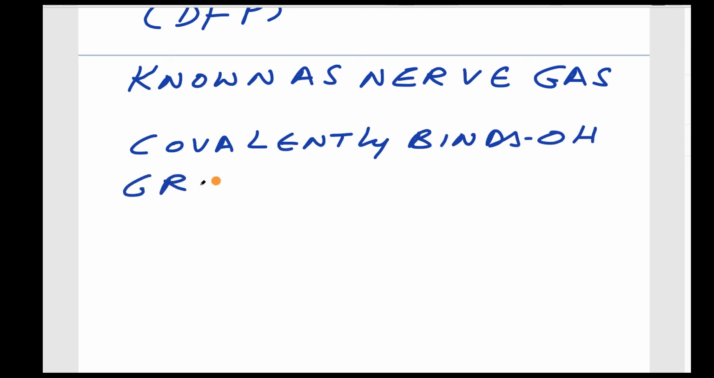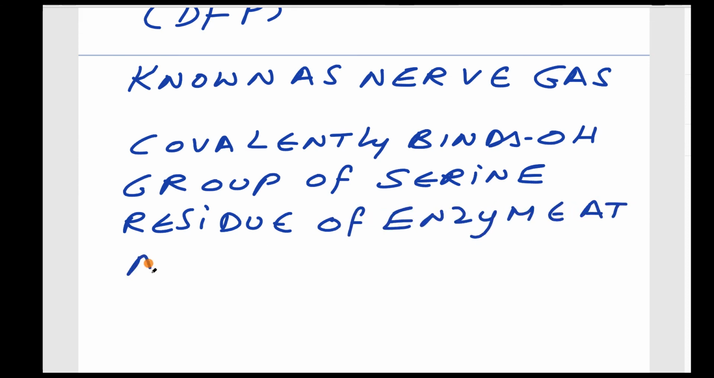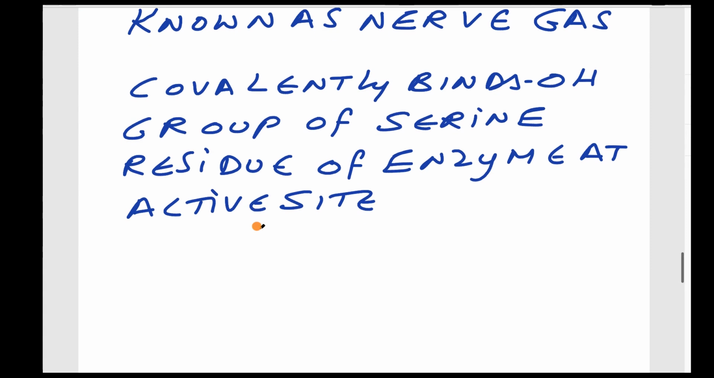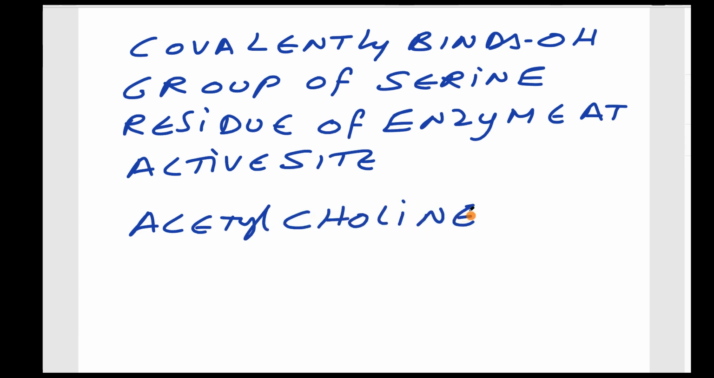of the serine residue of the enzyme at the active site. So through this the enzyme is inhibited. What are these enzymes? Acetylcholinesterase. There will be very severe consequences, including paralysis, by the inhibition of acetylcholinesterase.